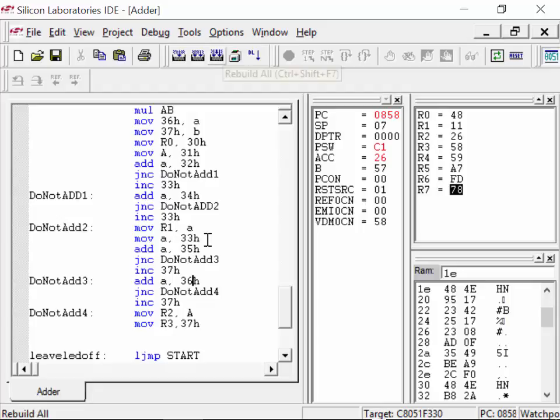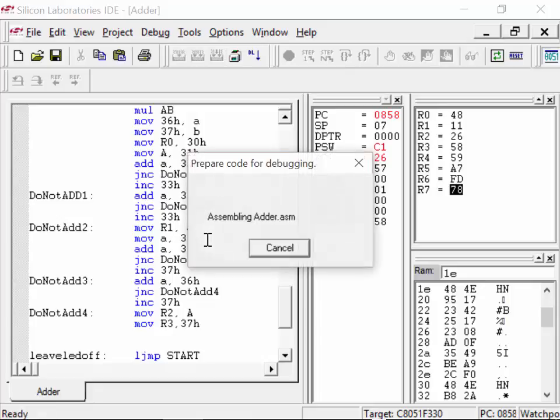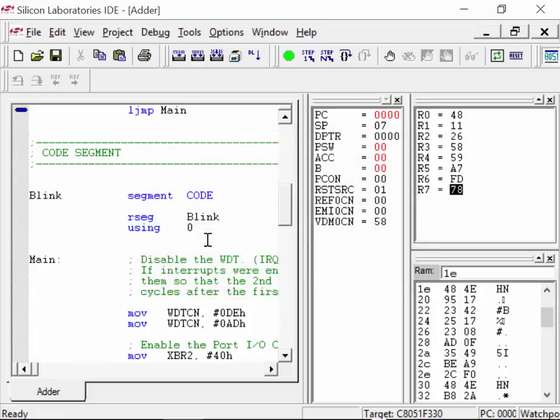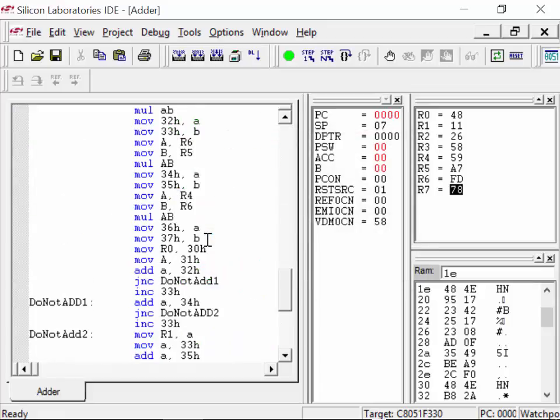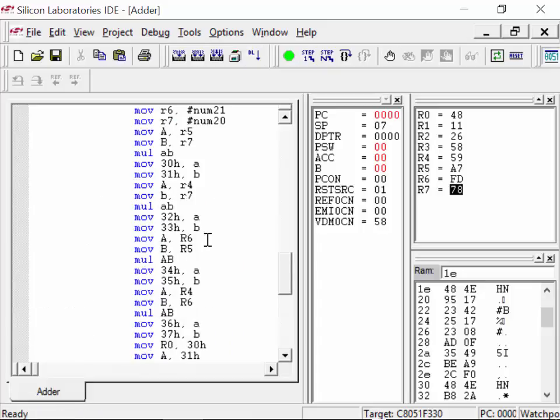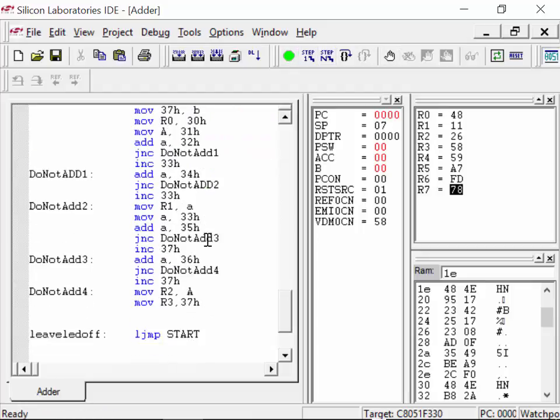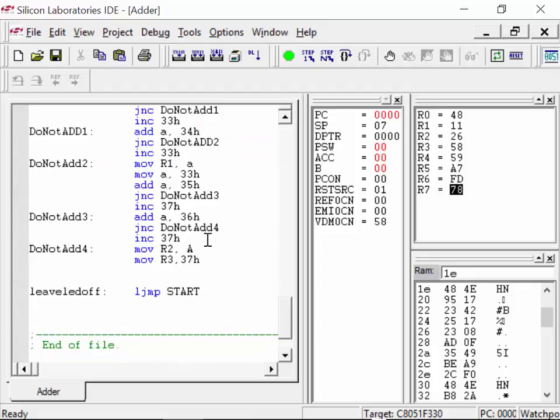Okay. I think we've got it right here. Let's try it again here. You know what? I'm going to step it through step by step. You know, let's do it once. Let's see if it's got the right answer, and then we'll go step by step.